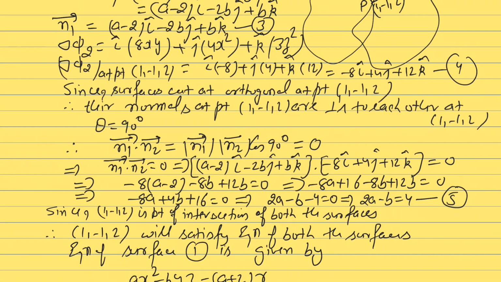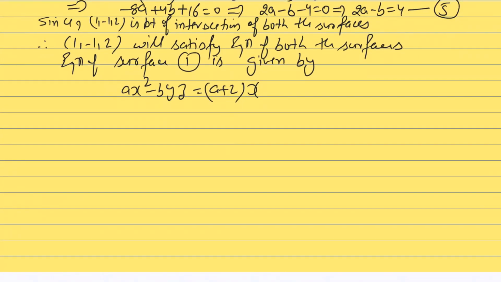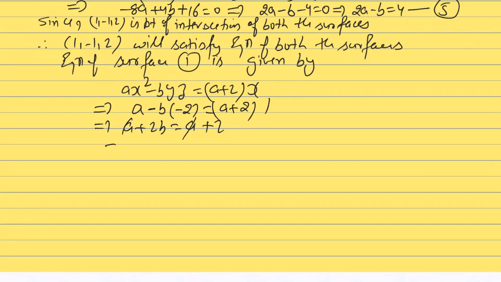So we will be taking this, and point (1, minus 1, 2) will satisfy, so I am going to put the point: a, b, minus 2 is equal to a plus 2. This will be 1. This implies that a plus 2b equals a plus 2, this will cancel out. This implies that 2b is equal to 2, implies b is equal to 1.